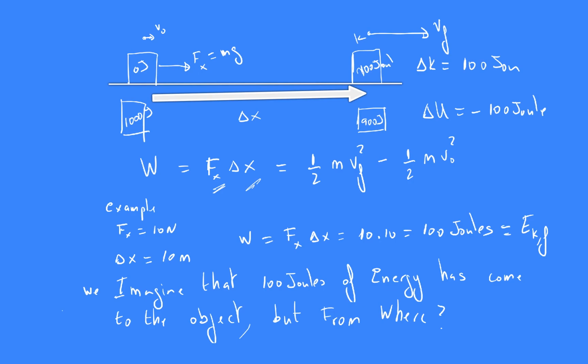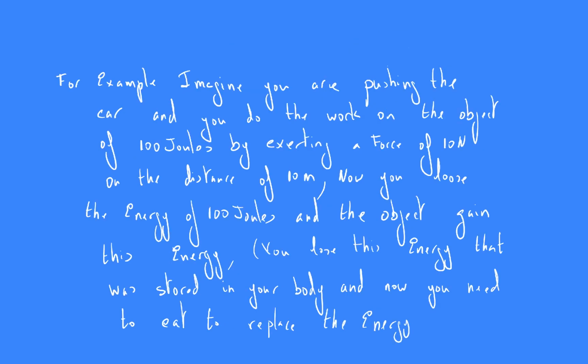So this is the game. The game is that you do a work, the object gains an amount of kinetic energy, 100 joules, and someone, like you or like the gravitational field, loses 100 joules of potential energy. So let me see what I have written here. For example, imagine that you are pushing a car and you do work on the object of 100 joules by exerting a force of 10 newtons over a distance of 10 meters.